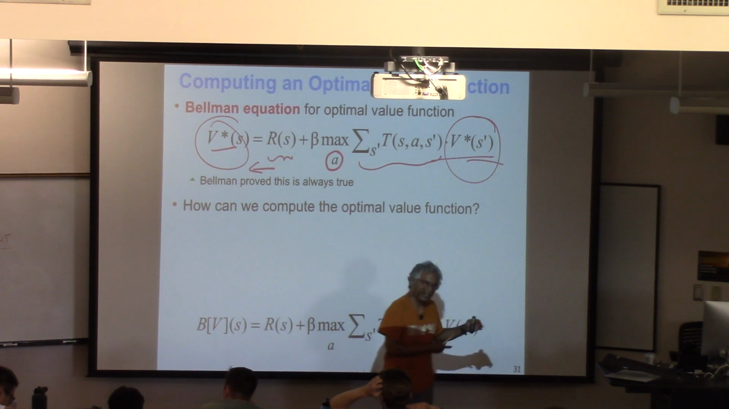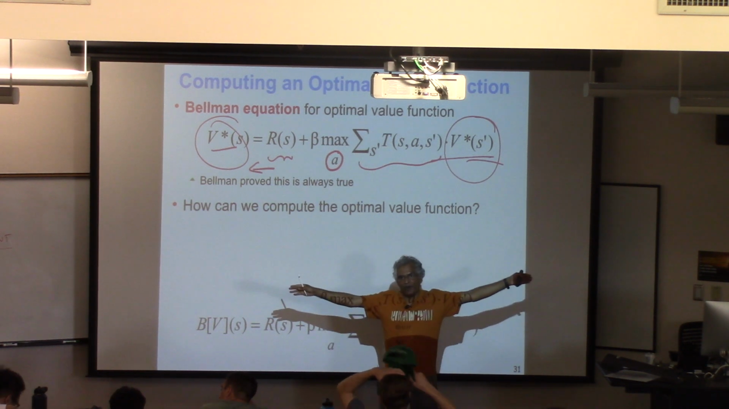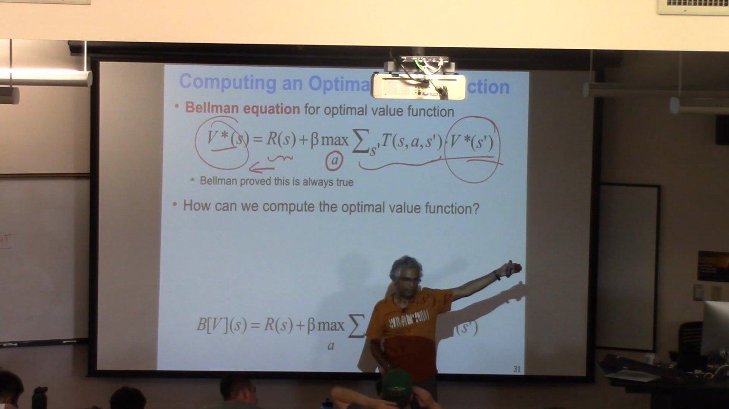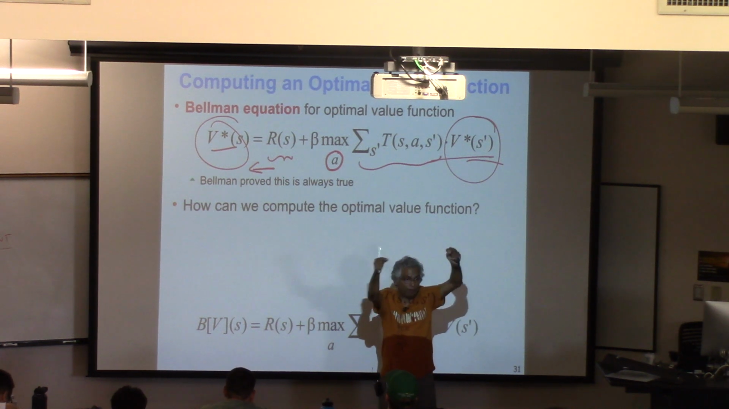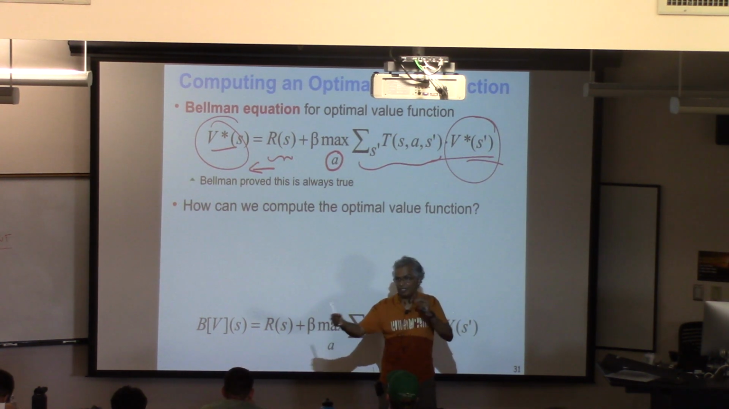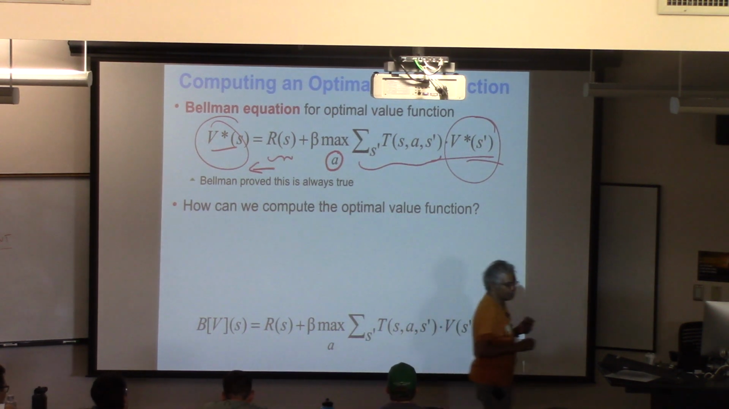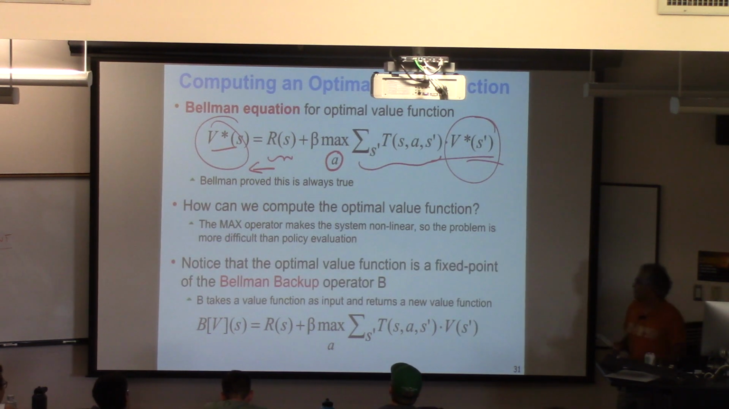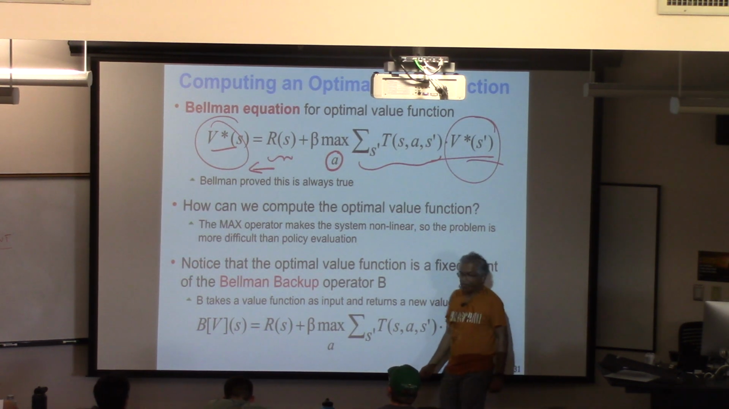And after some number of times of doing this, if your value hasn't changed between two iterations, then your value has converged. And of course, the entire value function is a vector over S states. And you would say that the value function itself has converged if between two iterations, the maximum difference between the two value functions in the two iterations is less than epsilon. Okay? That's what basically value iteration is doing. Okay. So this max operator makes the system nonlinear, so the problem is more difficult than the policy evaluation.